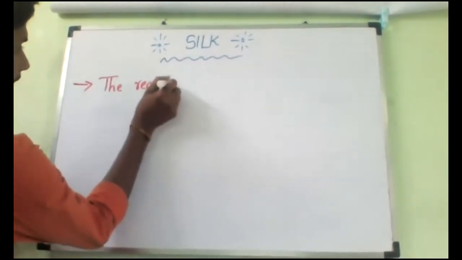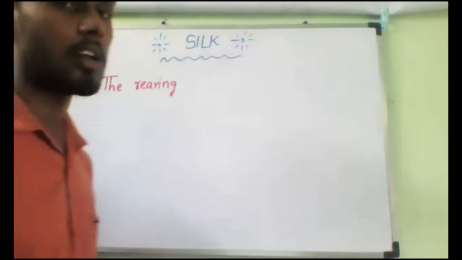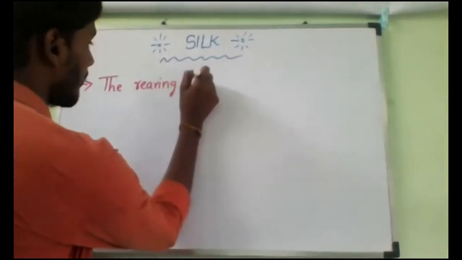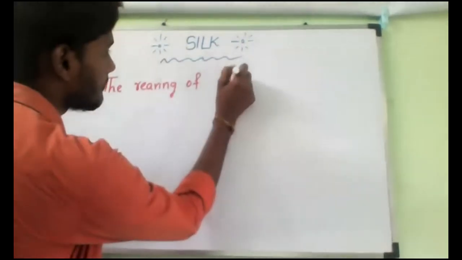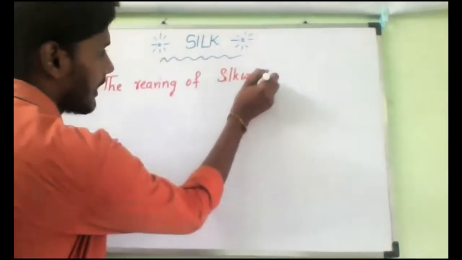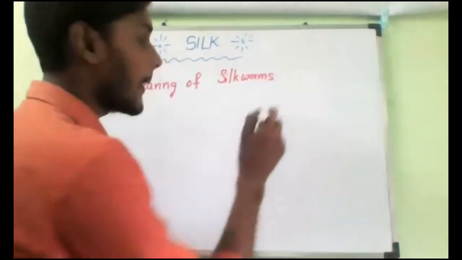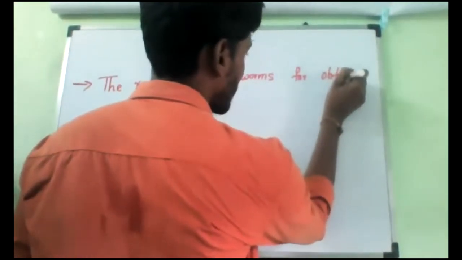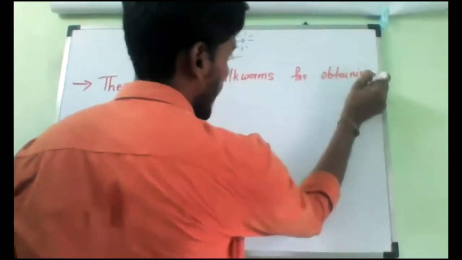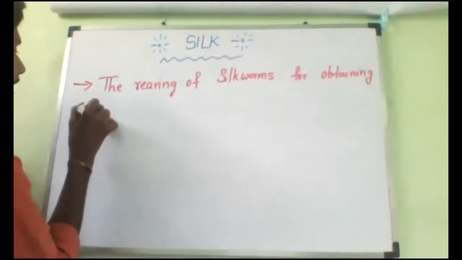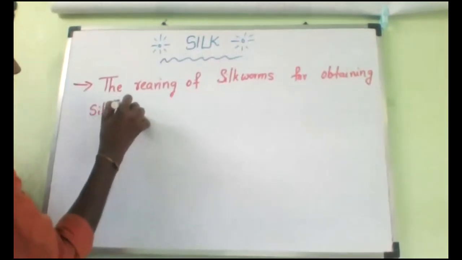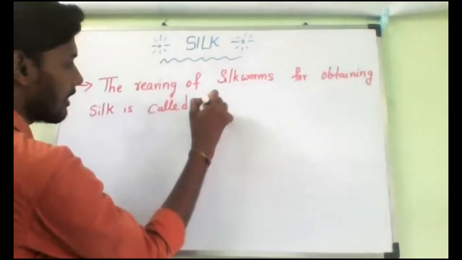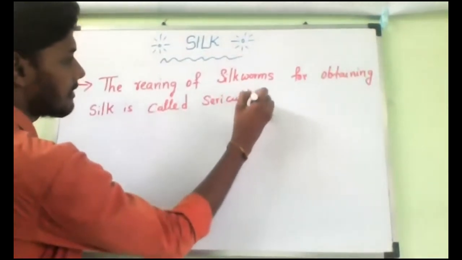Rearing means what? Growing. That is providing shelter and healthy conditions. That is called rearing. Remember that. Rearing of silkworms for obtaining what, Kaushik? For obtaining silk. For obtaining silk. It is called sericulture.